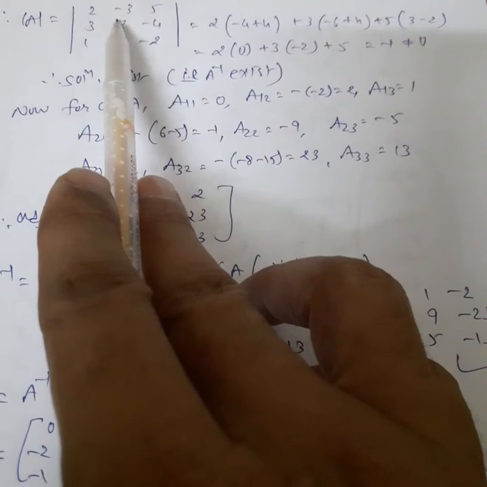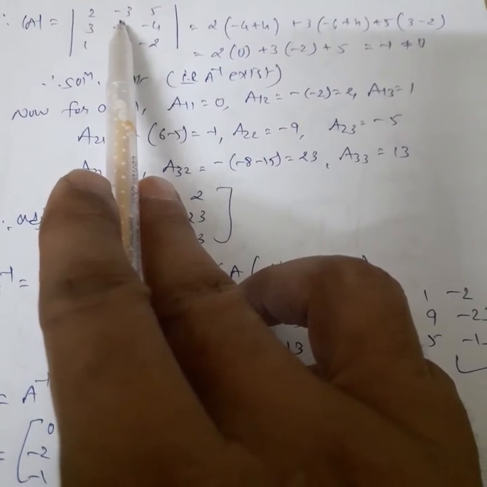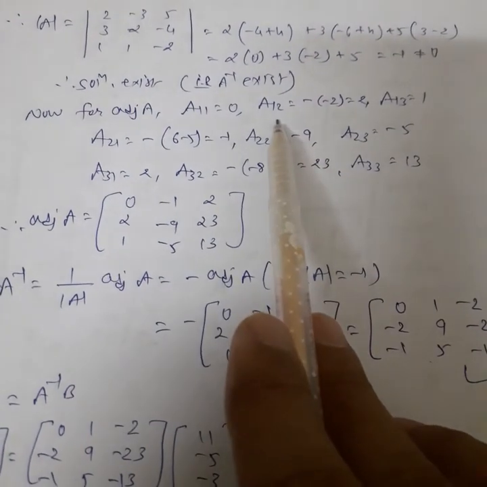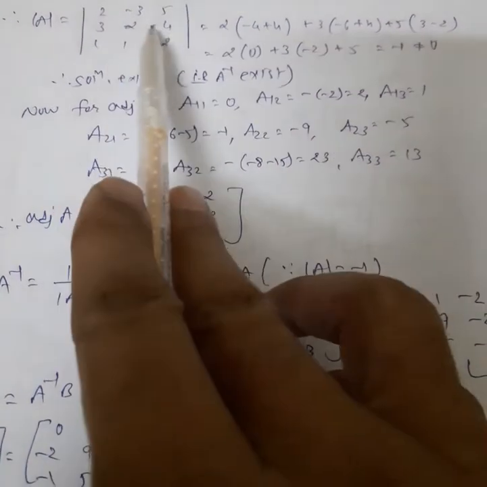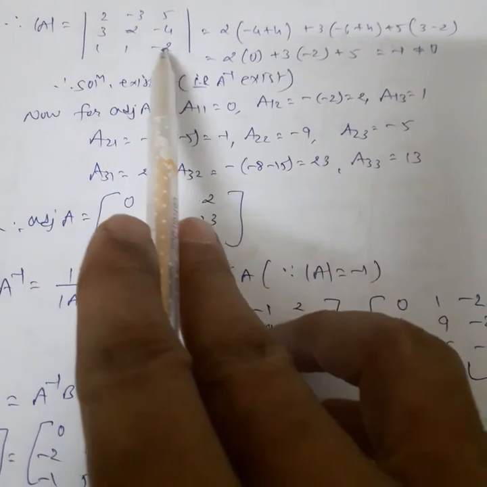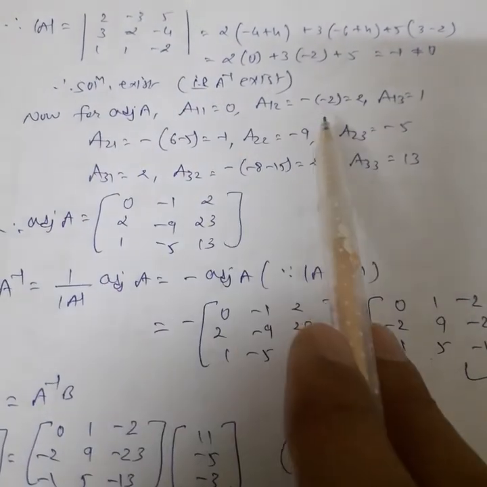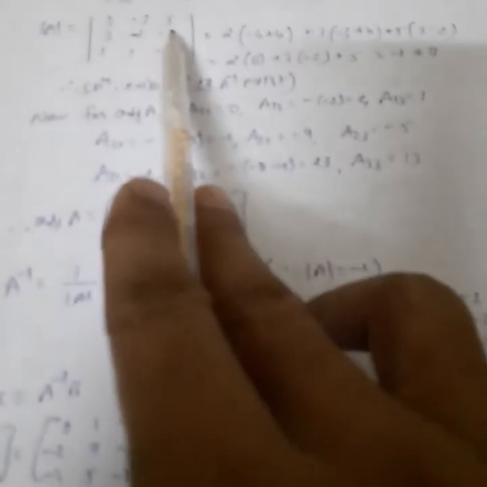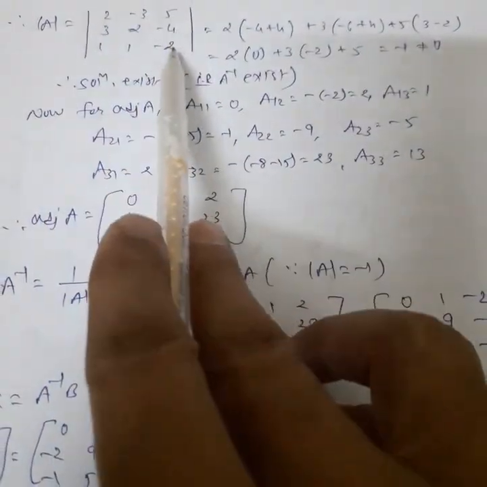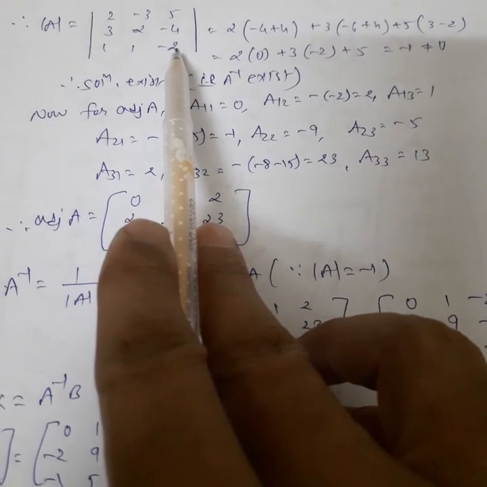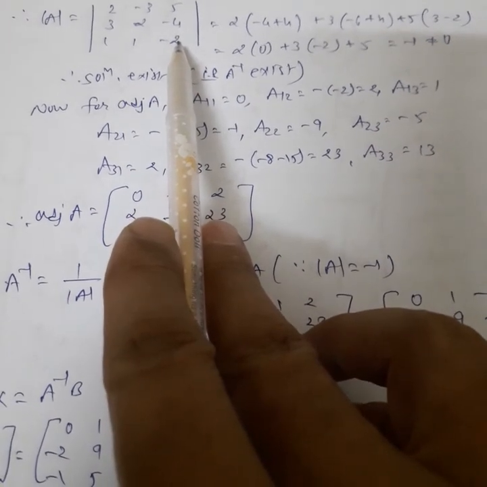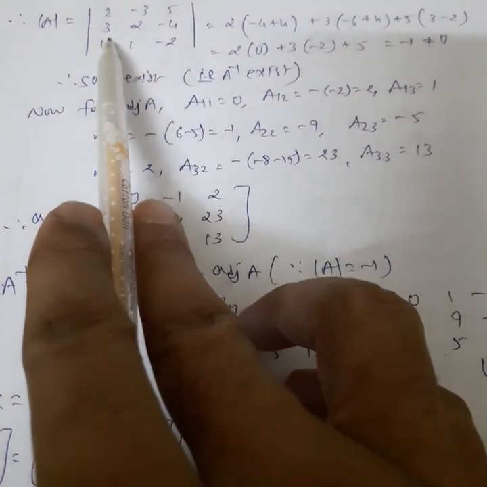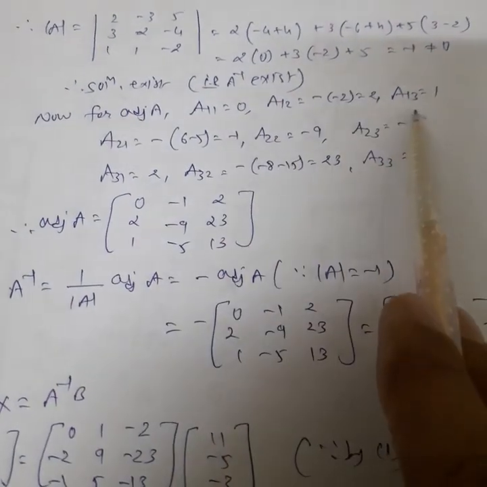Now the cofactor of the second element of the first row means 1 plus 2 is 3, minus 1 cubed means minus 1. First row and second column should be cancelled, then its expansion will be minus 6 plus 4, that is minus 2. So it should be minus minus, plus 2. We take the cofactor of 5, the first row and third column, 1 plus 3 is 4, minus 1 raised to 4 means plus 1. The expansion will be 3 minus 2. So the cofactor of 5 will be 1.